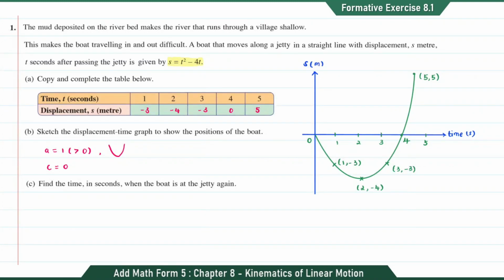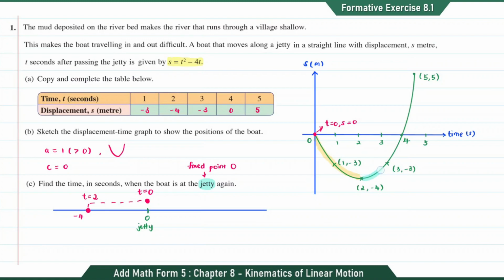Question C. Find the times in seconds when the boat is at the jetty again. In this question, the jetty is the fixed point O. Based on the graph, when t is equal to 0, s is equal to 0. This means the boat is at the fixed point O when it started. From 0 to 2 seconds, as the displacement is negative, the boat is moving to the left-hand side of the jetty. From t equal to 2 onwards, the boat turns and moves in the opposite direction, which is to the right.